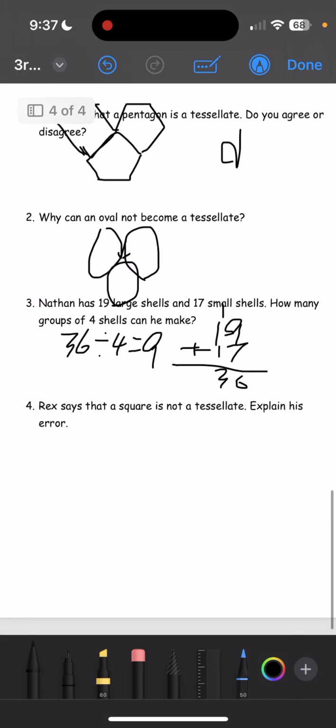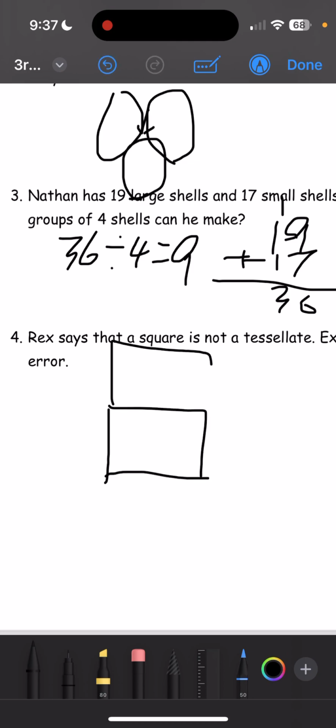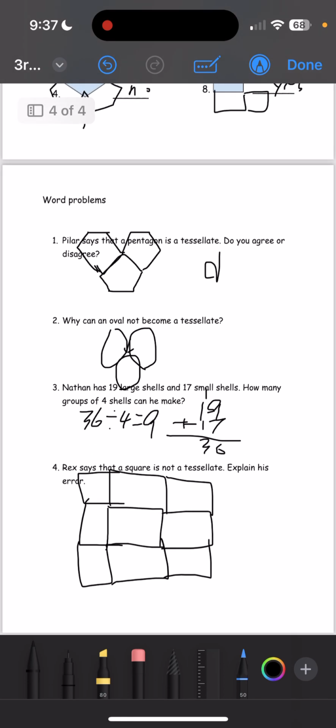Rex says that a square is not a tessellate. Explain his error. Okay, so this is a square. Sorry, I'll draw. This would be a square and a square placed next to it, and square, square. He made a mistake because there would be 0 space left between the squares, which makes it a tessellate.